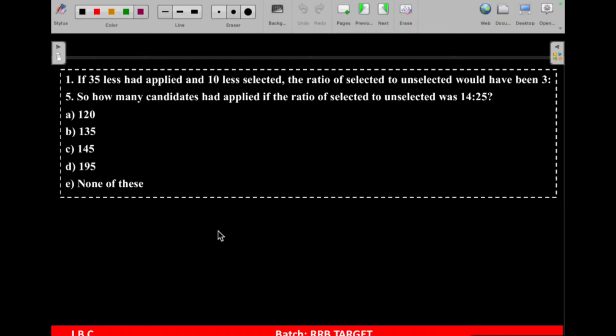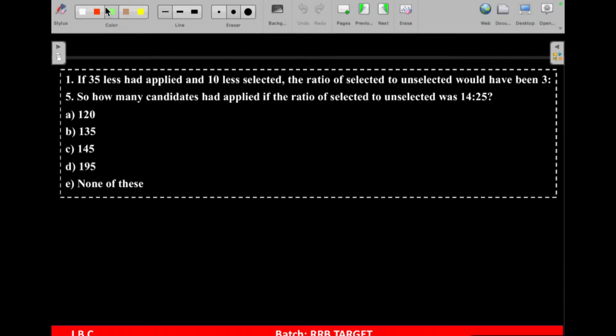So read this question. Very important concept. Once you read this question, what do you need to find out? Let me know. After reading this question, what do you have to find out? Very important. I will solve, no worry.